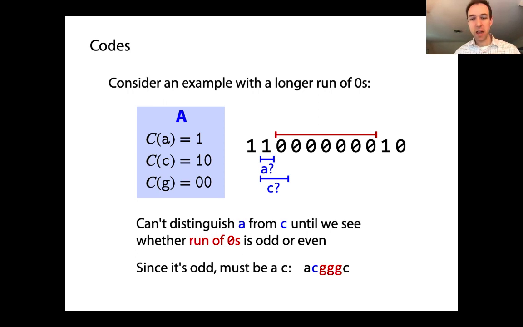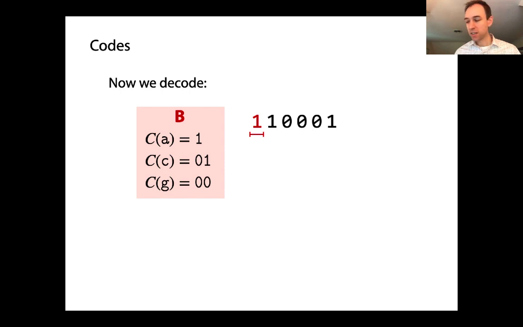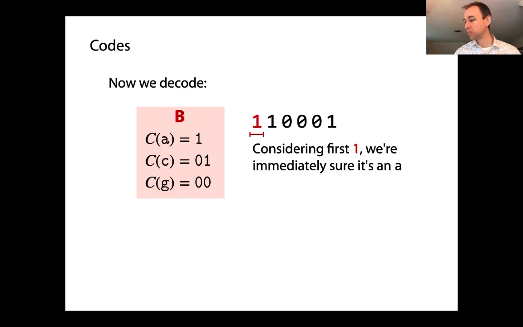So now let's switch back to code B and go through the same exercise. Let's go through our decoding exercise. I see that first one. Now this time there's only one code that starts with 1, the code for A, which equals 1. So we know that that's an A there, no question. Immediately sure that it's an A.